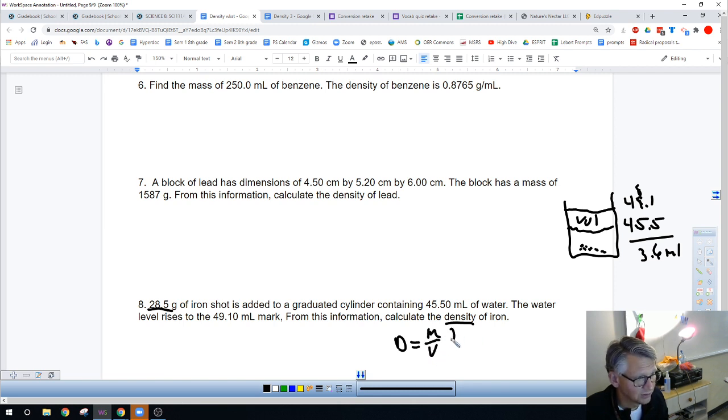If we're looking for density, density is equal to mass divided by volume. Our mass was 28.5 divided by our volume of 3.6. 28.5 divided by 3.6 equals 7.91666, and that's going to be labeled in grams per milliliter. Okay.